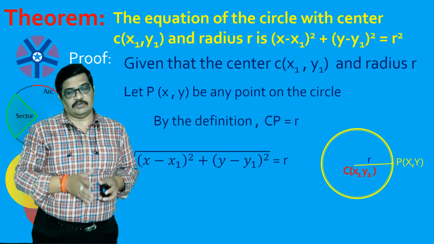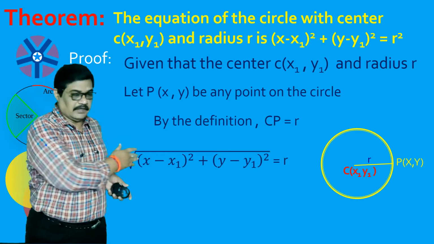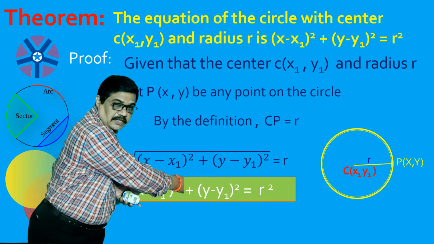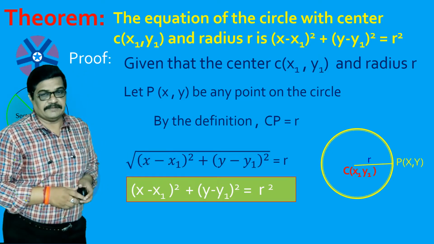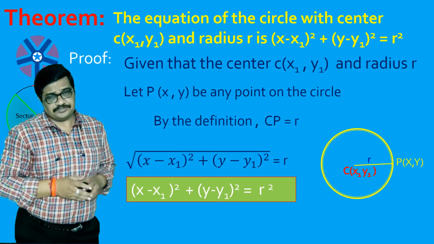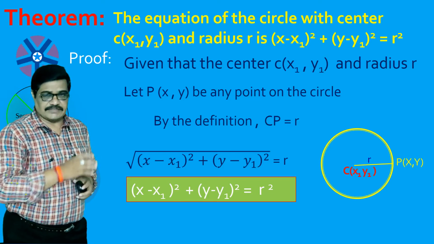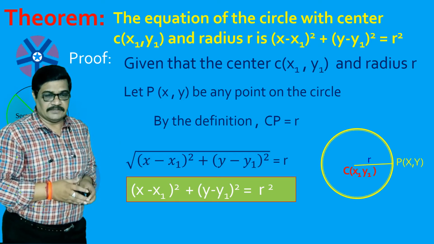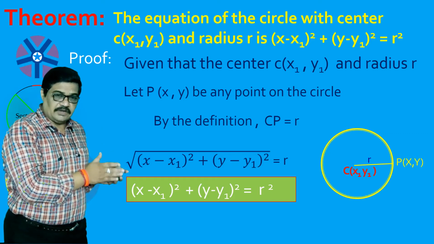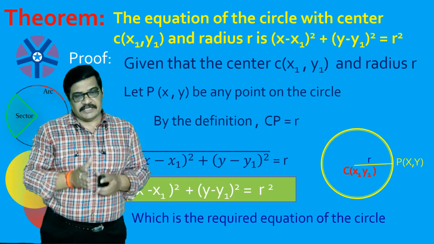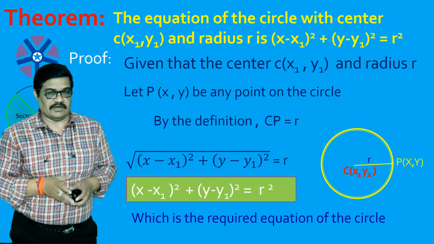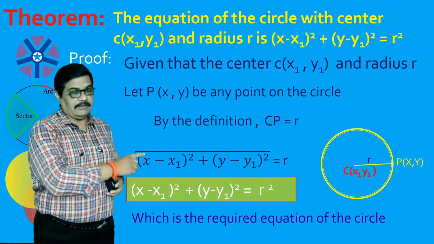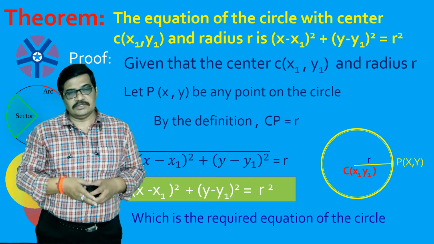Now we square both sides. Then we get (x minus x1) whole squared plus (y minus y1) whole squared is equal to r squared. This is the locus of P in the xy-plane, that is our required equation of the circle, the circle with center (x1, y1) and radius r. The circle equation is (x minus x1)² plus (y minus y1)² equals r².